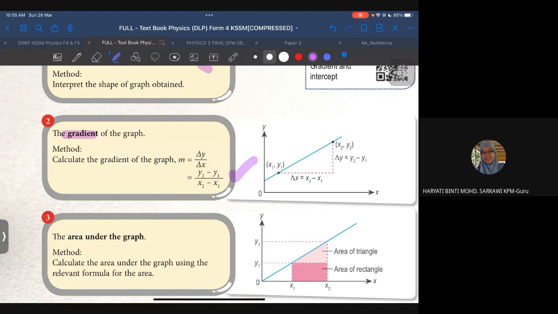When will the gradient of the graph have no unit? Most of the time, the gradient has a unit, but in some cases, the gradient has no unit. Okay, I read Jaden's answer: when the graph is a straight line, no.